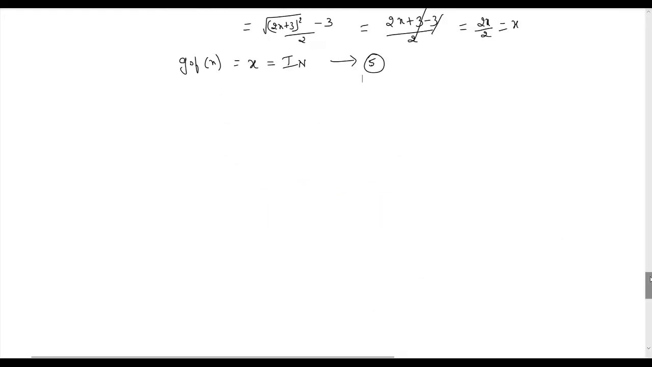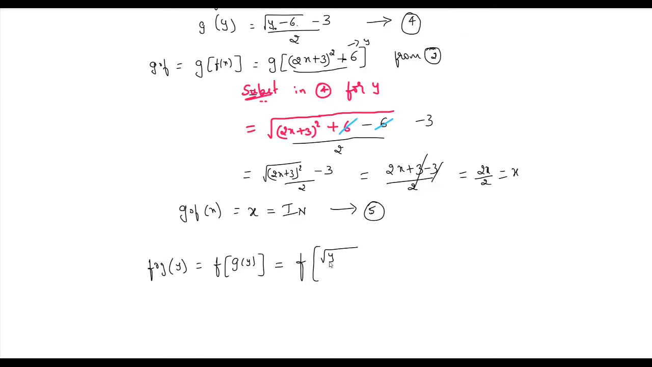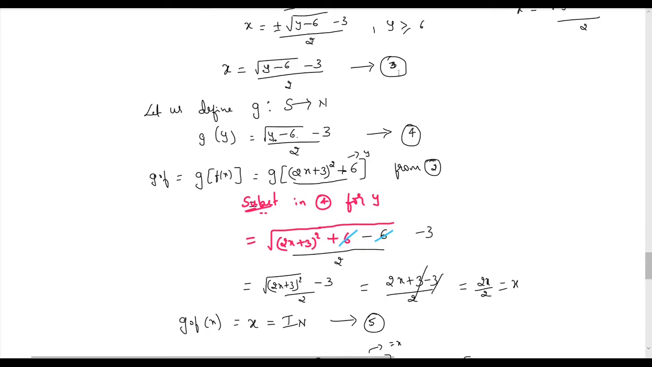Now we have to check f circle g. F circle g of y, f of g of y. We have f of g of y is root of y minus 6 minus 3 whole divided by 2. This is g of y. From which equation? I am writing this from equation 4. We had defined the function g. From that I am writing this whole part. But what is this equal to? This is nothing but x. This is x from equation 3.